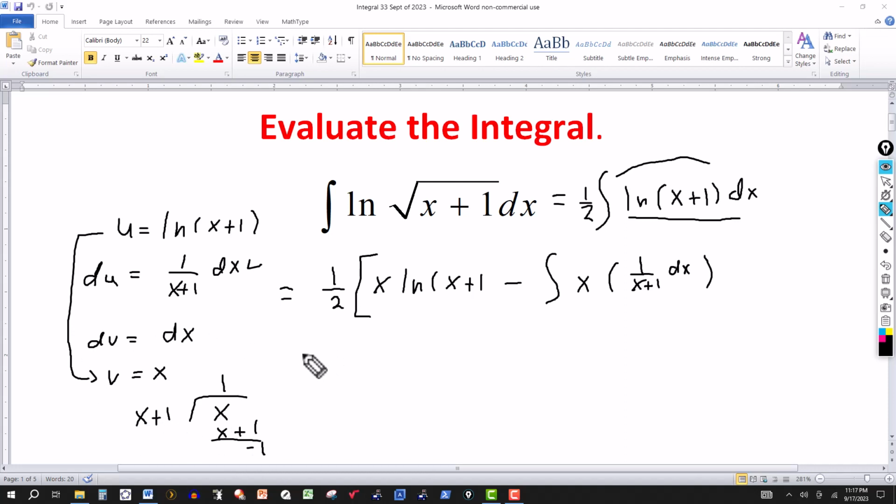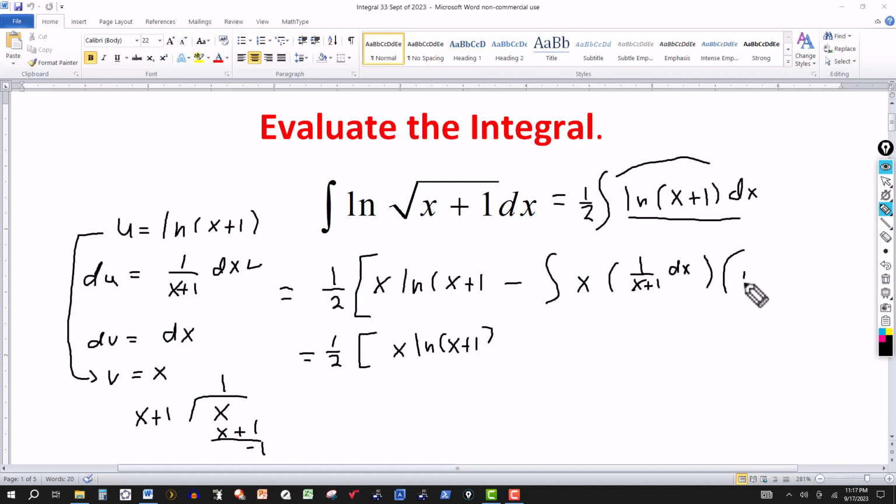So let me rewrite this then. This is going to equal 1/2, and the first part stays the same. So I'm going to rewrite it: x ln of x plus 1. Okay, so right in here then, in place of this right here, I'm going to put it on the side here.